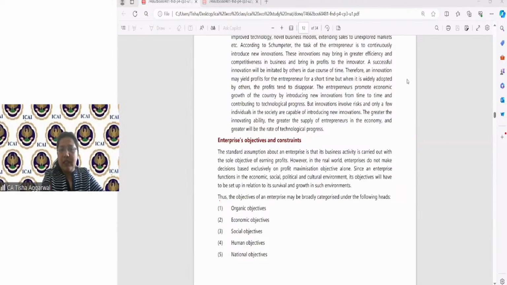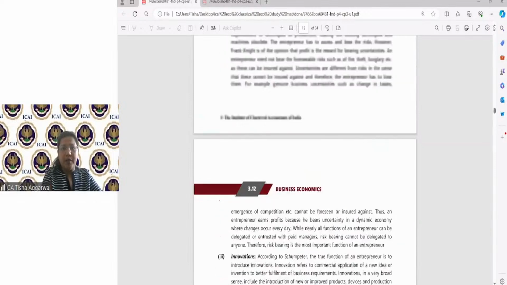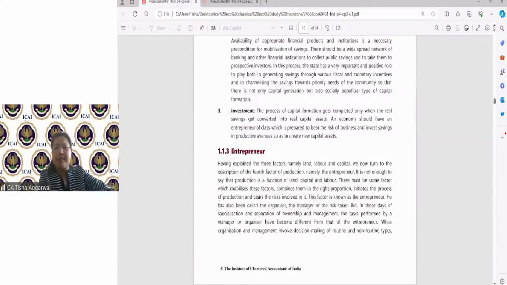The next one is entrepreneurship. Entrepreneurship is something wherein we are utilizing the land, labor, and capital, and unless there is one resource to bring them all together, it cannot work. The organizer, the manager, the risk taker, the initiator, that is what is known as the entrepreneur. The entrepreneur takes care of all the resources, the separation of ownership, the separation of management, how they put the resources together.